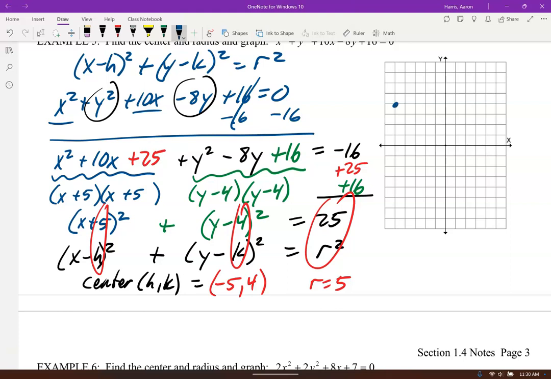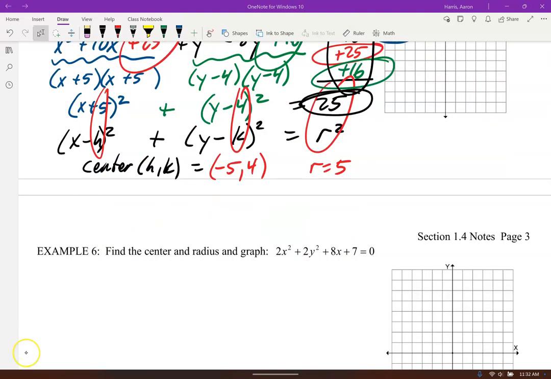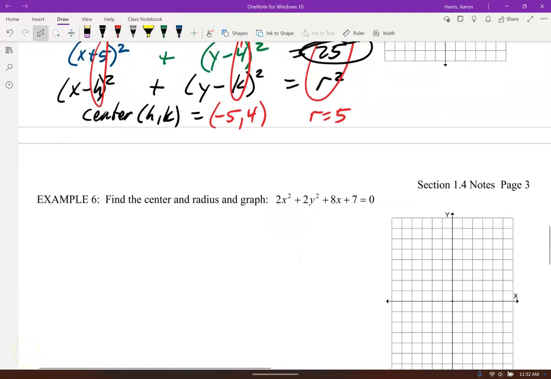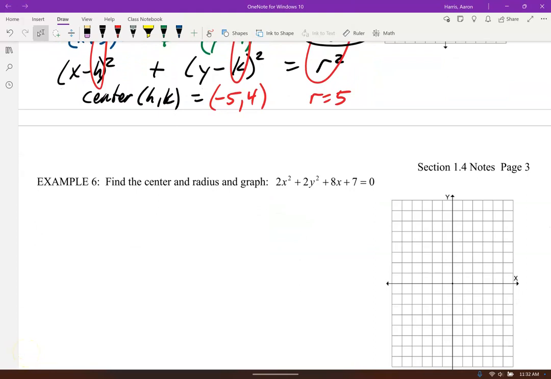And now I got to make it a radius of 5. 1, 2, 3, 4, 5. Up 5, left 5, down 5. Try and draw my always terrible circles. And there you go. All right, this next one, we also need to complete the square in order to put it in our standard useful form, right? This is the form we want it in.